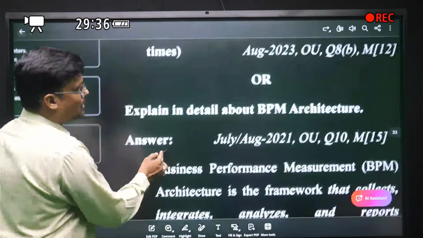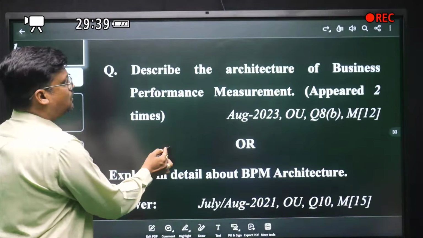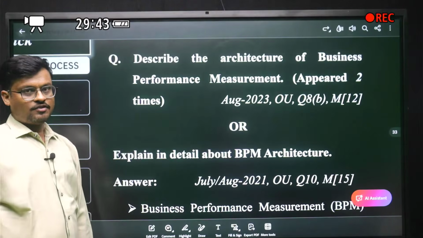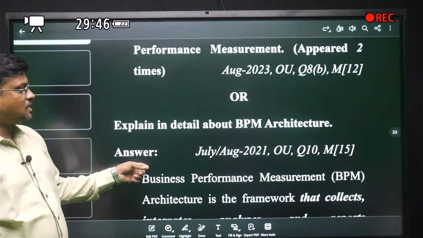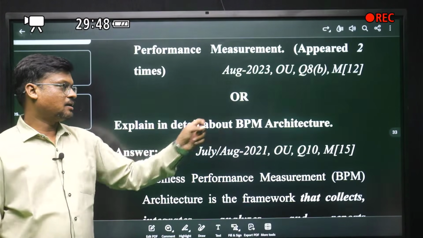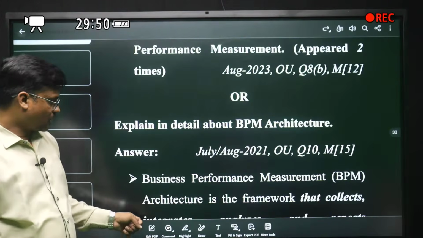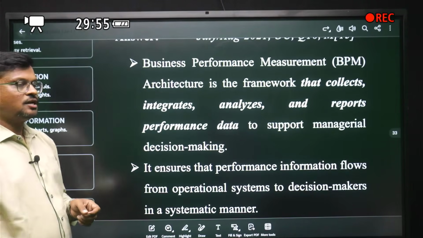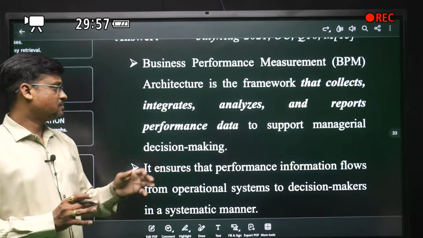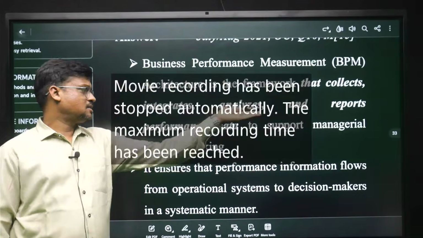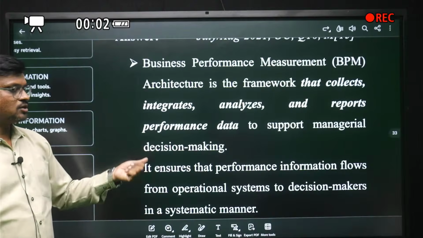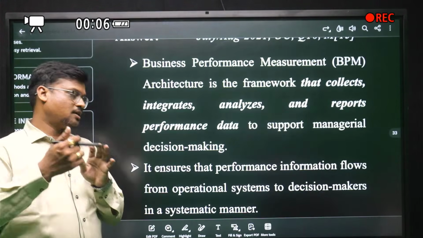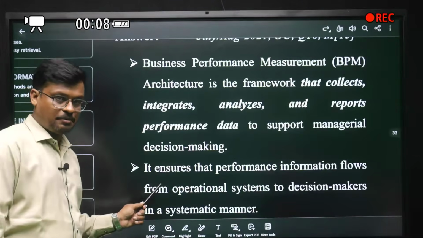Then we will go with the last question of our unit number 3, that is describe the architecture of business performance measurement, which has appeared 2 times. It can also be asked in the other way, explain in detail about BPM architecture. Okay, so business performance measurement or the BPM architecture is the framework that collects, integrates, analyzes, and reports the performance data to support decision making. Collecting, storing, analyzing, and reporting the data for decision making is your BPM process.